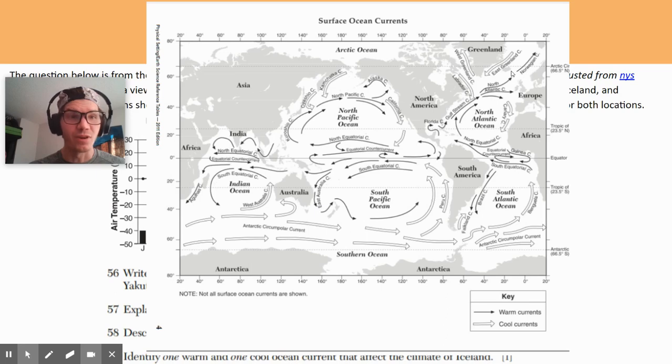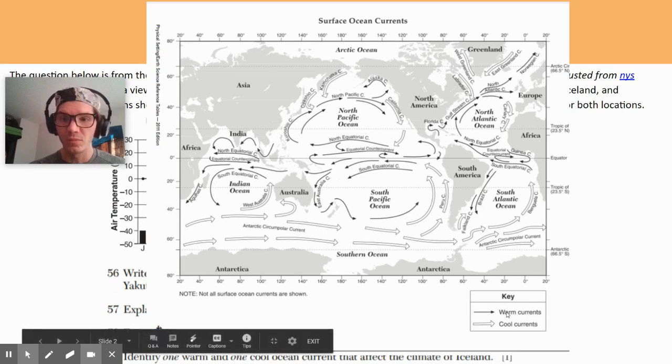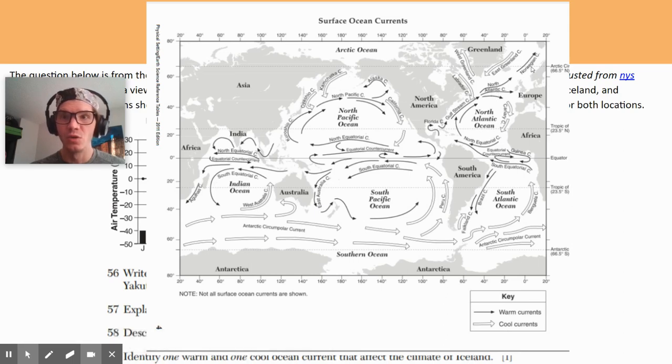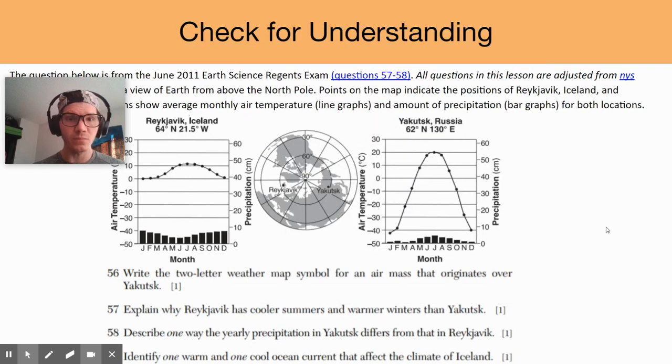So the currents that would affect Iceland would include warm currents and cool currents. We can say either the North Atlantic current or the Norwegian current, and for our cooler current, the East Greenland current. Those would be possible answers for that one.